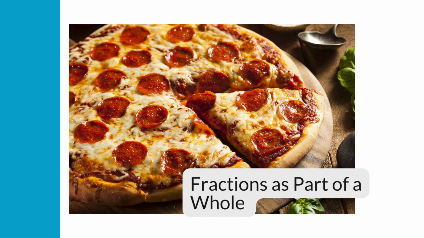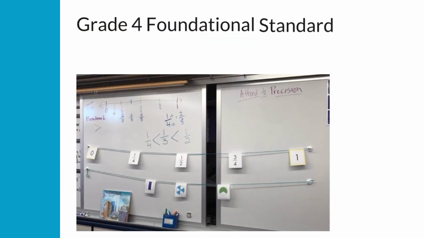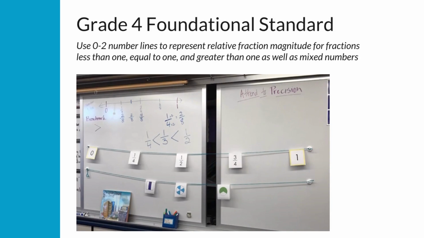In this session, we will think about how to develop students' understanding of fractions by teaching them about the connections between this part-whole relationship and fractions as a number on the number line. This model is also a critical aspect of the foundational standards in grade 4. Use 0 to 2 number lines to represent relative fraction magnitude for fractions less than 1, equal to 1, and greater than 1, as well as mixed numbers.